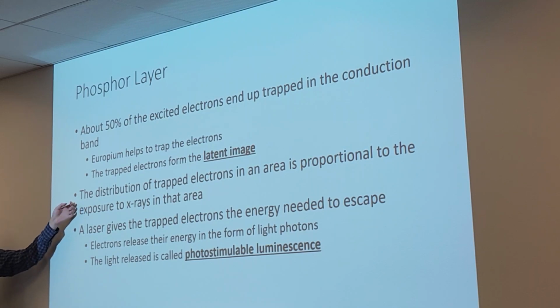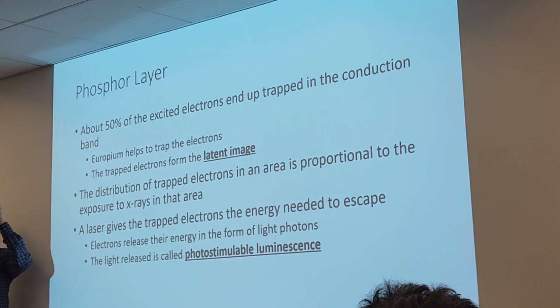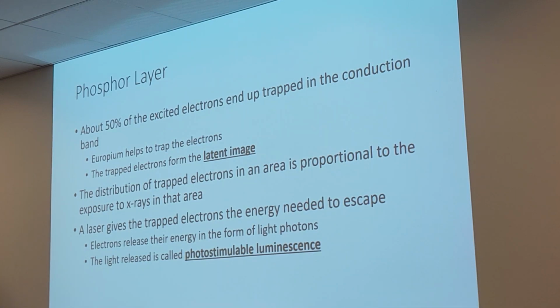The trapped electrons are proportional to exposure of X-rays in the area, right? So like I said earlier, if more X-rays expose it, more electrons get excited, more electrons get trapped. So if it's an area with air, like the lungs, lots of X-rays go through, lots of electrons get excited, lots of electrons get trapped. If it's something that's bony, like the spine or the pelvis, X-rays go through, they get absorbed by the bone. Very few X-rays reach the IR, very few reach the PSP plate, so not many electrons, not much gets trapped.